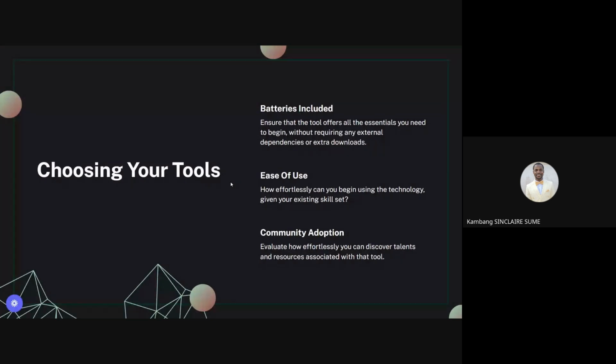It's very important. The next thing you should look out for when choosing a tool is community adoption. What's the community surrounding the tool you are using? How effortless is it to get somebody who can use that tool?